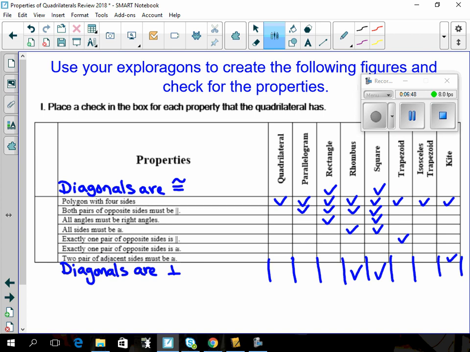In an isosceles trapezoid, I still have my parallel sides, but I also have one pair of opposite sides congruent. The legs are congruent in an isosceles trapezoid. And then there's something else that's true about the kite. Who has an idea? Look at your kite. What else is true besides the fact the adjacent sides are the two pairs?